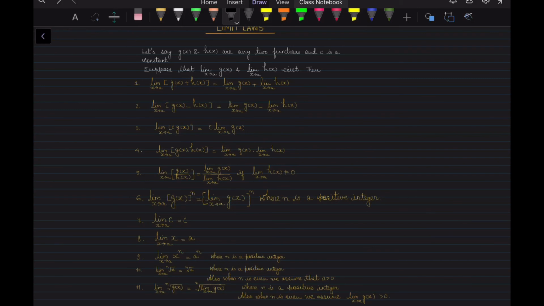So starting from the next lesson, we are going to learn how to apply these limit laws while determining the limit of a function as x approaches a.